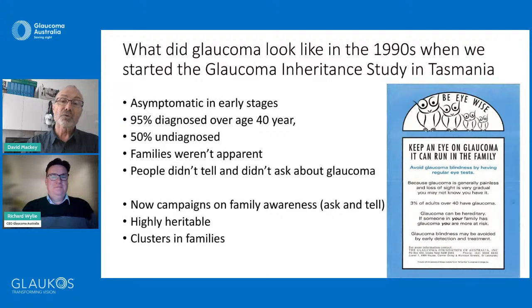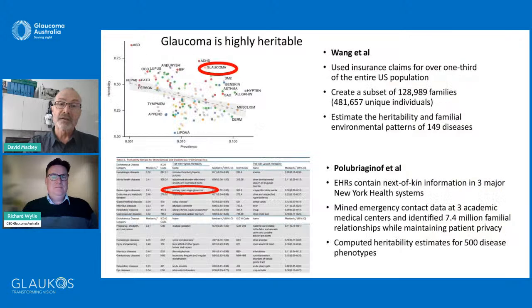Now we know that glaucoma is high in families. Some large health insurance data from the United States, where they looked at all diseases and all of the people within the insurance who were related to each other, established that glaucoma was one of the most heritable diseases for all diseases in their registry. A second study from New York again ranked primary open-angle glaucoma as one of the most heritable diseases.